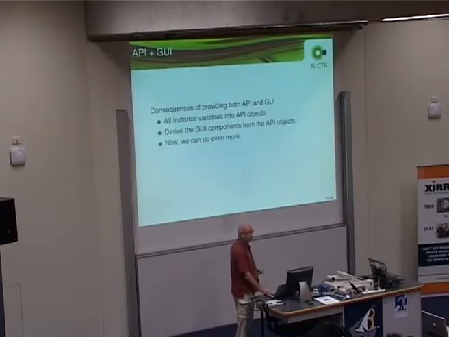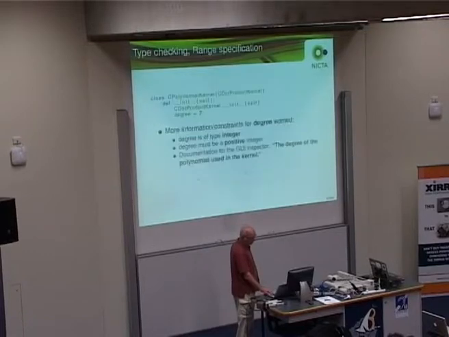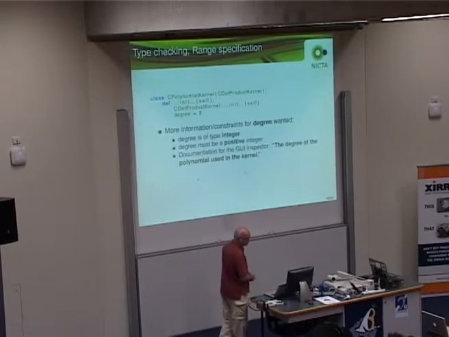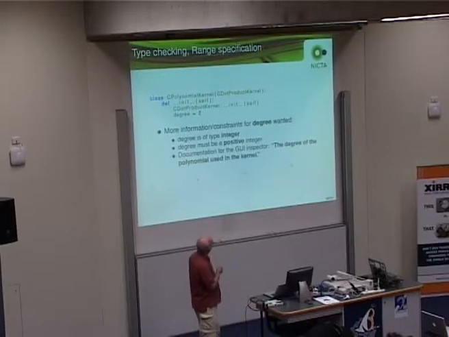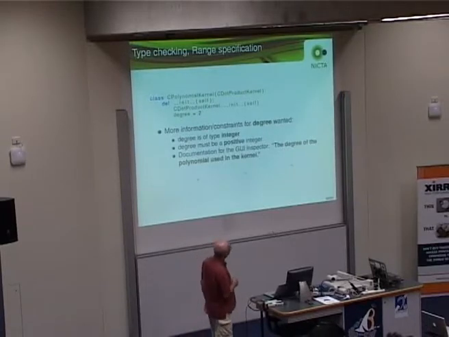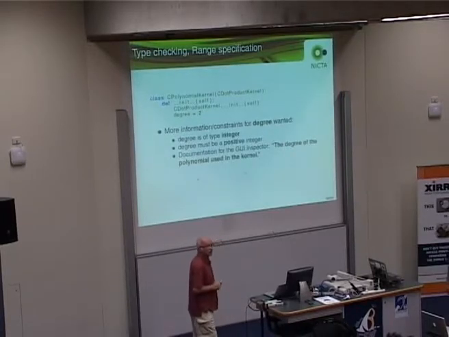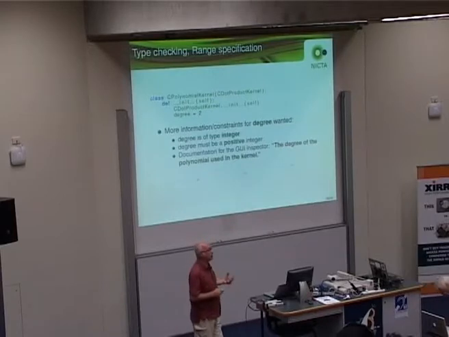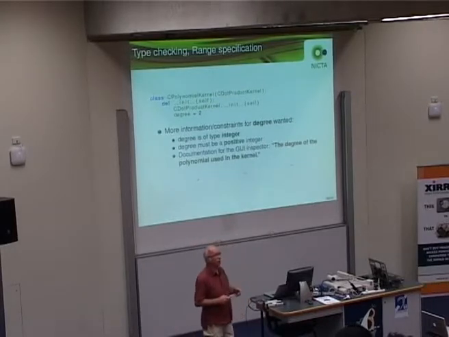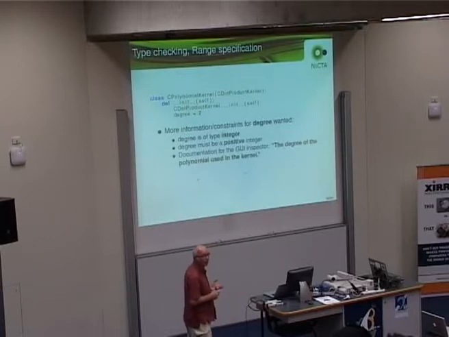But after that decision, we realized we could do more, because when you define that you have a degree of 2 for your polynomial, and you're using that in your interface, you don't want a 2.0 or a 2.5 there. You don't want a floating point number. You also don't want a negative number there.